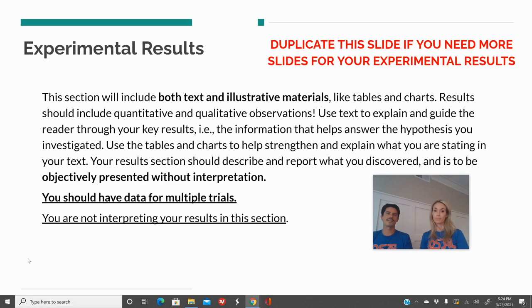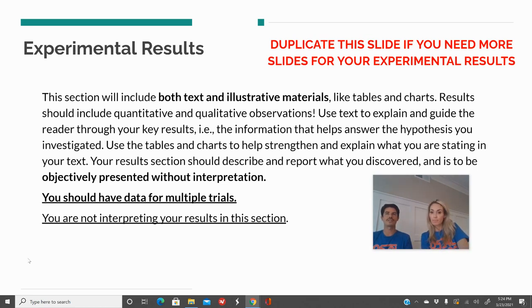All right, here's a slide that's all about your experimental results. This is where you're going to show all the data that you collected. You need to determine what measurements and observations you will record. Set up data tables to record your data and observations. Results should include quantitative and qualitative observations. You're going to use text to explain and guide the reader through your key results. For example, the information that helps answer the hypothesis you investigated. Use the tables and charts to help strengthen and explain what you are stating in your text.